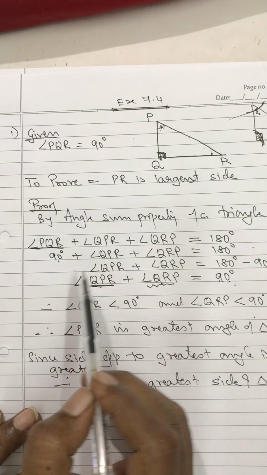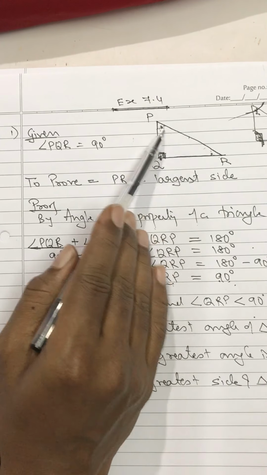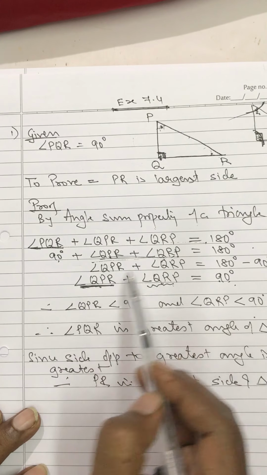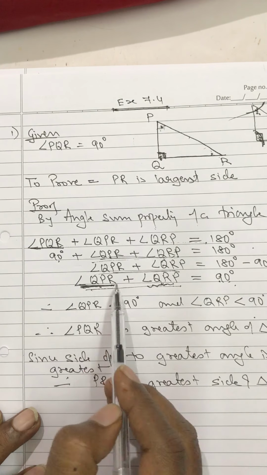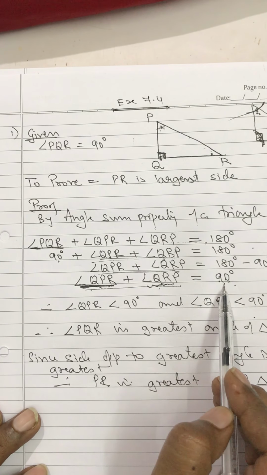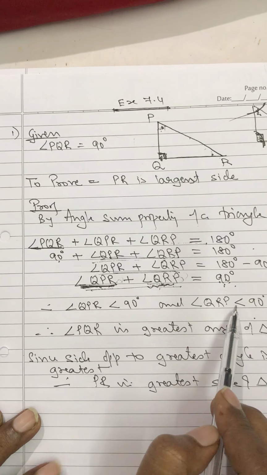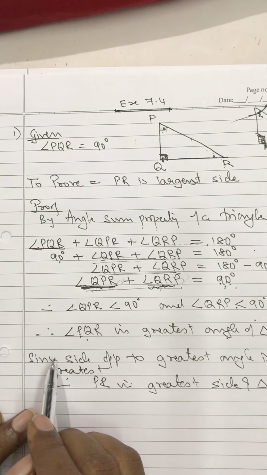So first you have to show that this is going to be 90 degrees. By the angle sum property, you will be able to show that the sum of these two angles is going to be 90 degrees. And therefore, QPR will be less than 90 degrees because the sum of them is 90 degrees. So this will be less than 90 degrees and this also will be less than 90 degrees. Therefore, PQR is the greatest angle because PQR is 90 degrees.